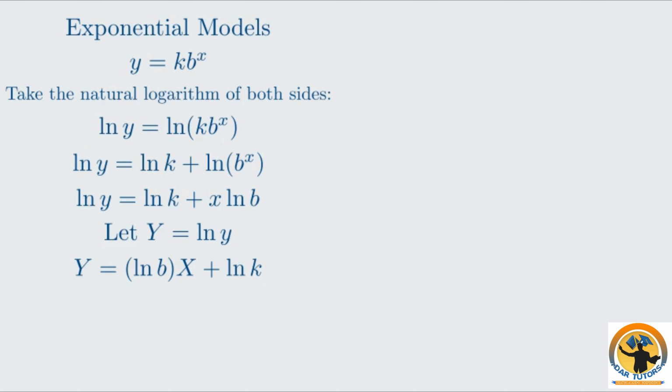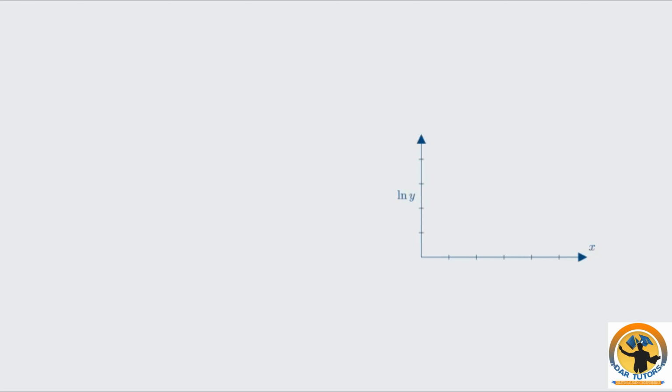This is a linear equation in the form y equals mx plus c. The gradient m is the natural log of b, and the y-intercept c is the natural log of k. So, if your data follows an exponential model, plotting the natural log of y against x will produce a straight line. By finding the gradient and intercept of this line using linear regression, we can find the constants k and b and determine the exponential model.